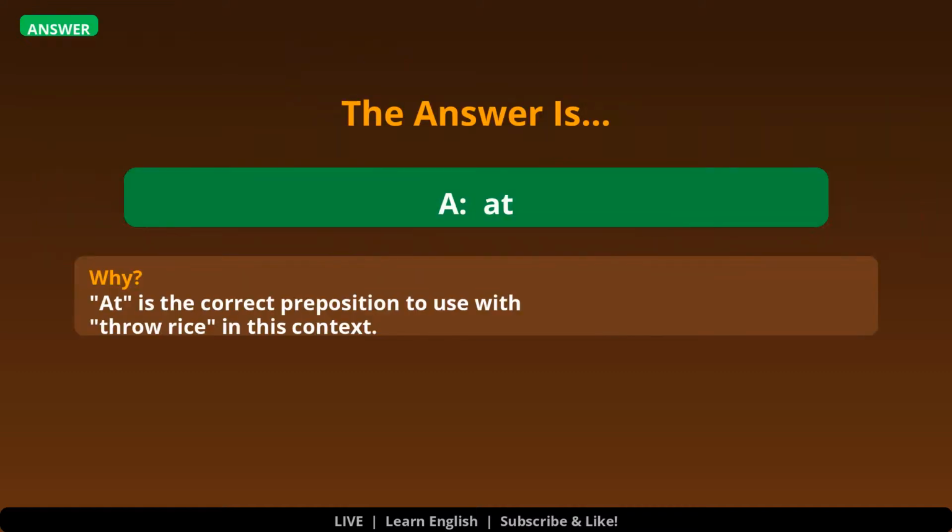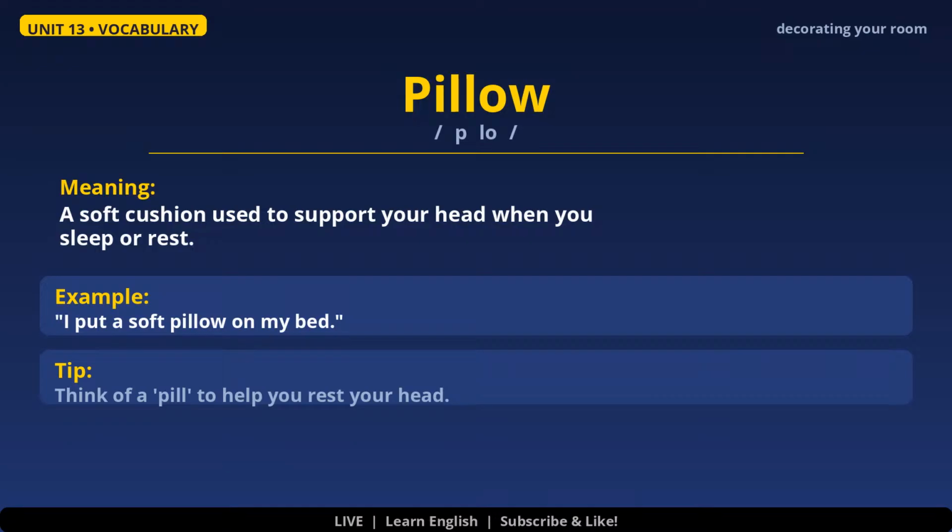And the correct answer is option A, at. At is the correct preposition to use with throw rice in this context. Great job if you got it right. Let's continue learning. Let's learn a new word.